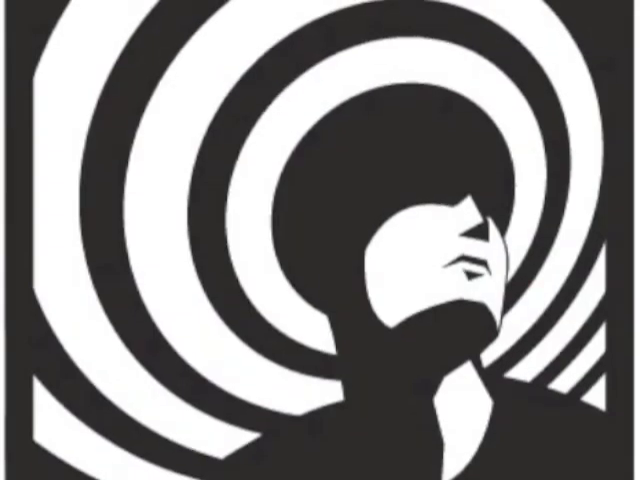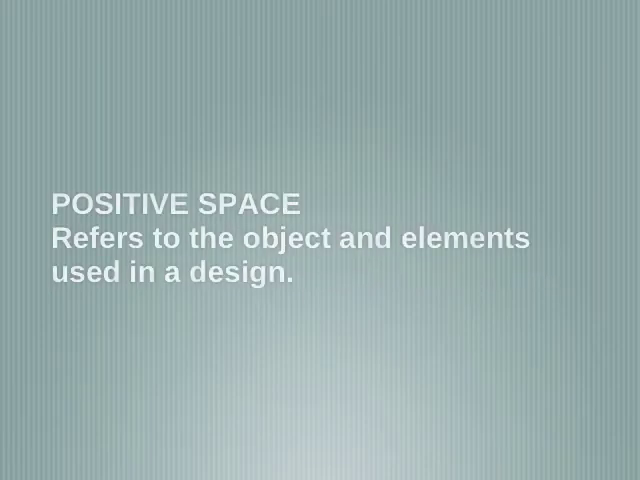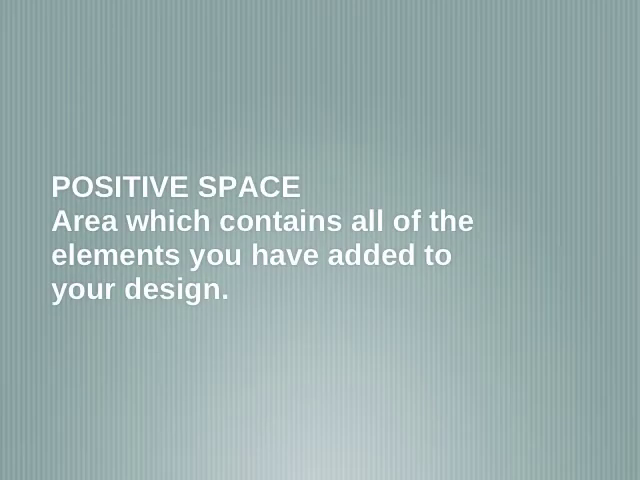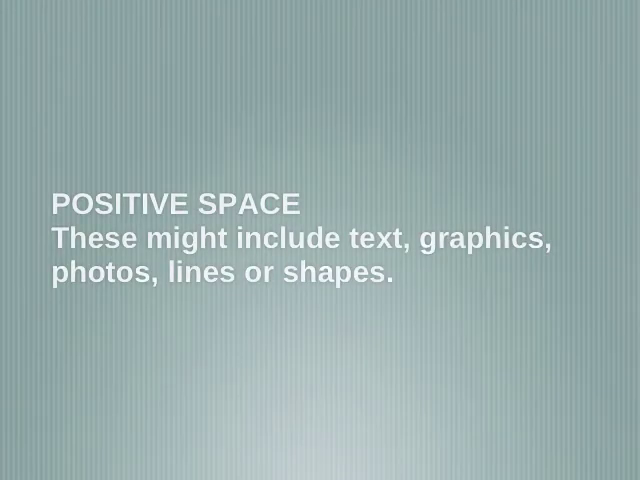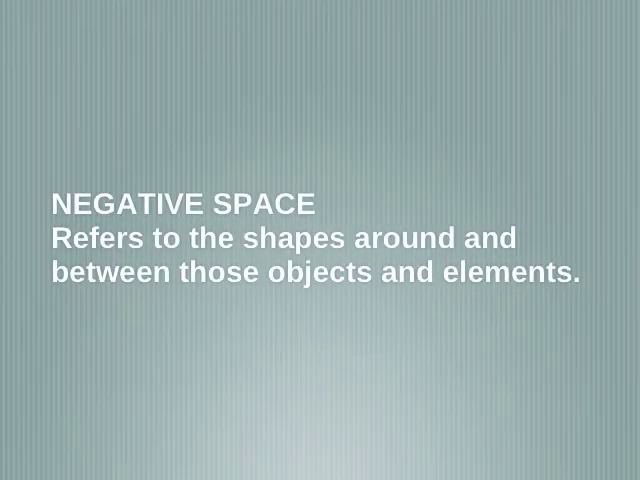Space. Space can be divided into two parts: positive space and negative space. Positive space refers to the objects and elements used in a design. Positive space is the area which contains all of the elements you have added to your design. These might include text, graphics, photos, lines, or shapes. Negative space refers to the shapes around and between those objects and elements.